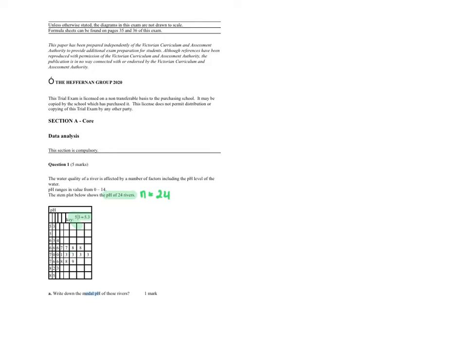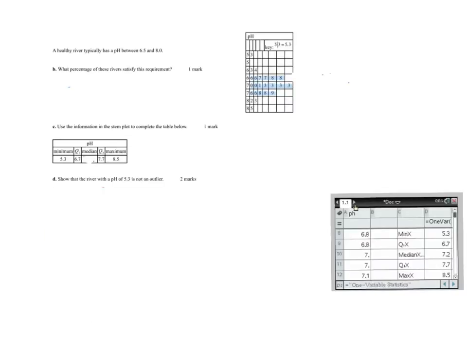So I'm looking for the most common one. Sorry, this is the stem. It hasn't transferred well onto the iPad, but anyway. And you can see we've got a lot of 7.3s, and we've got to be careful when we look at the key that it means 7.3. So the modal pH is 7.3.